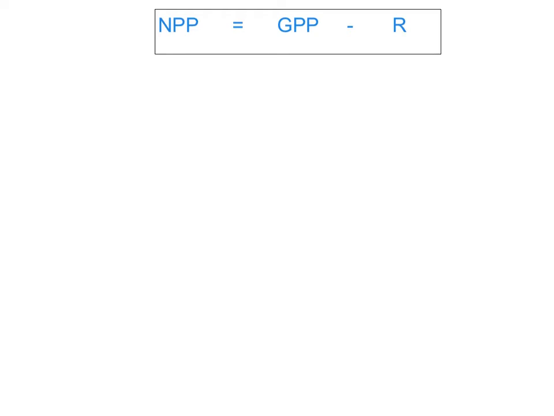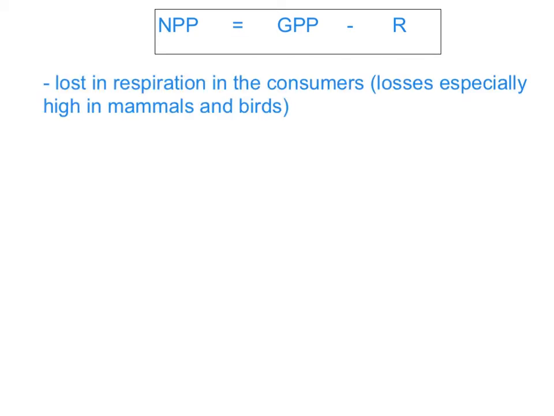As again you will remember from your work at GCSE, the transfer of this up through the food chain is also in itself really inefficient. There are lots of reasons for that. You will have talked about them at GCSE, but I will just recap. Some of that NPP is lost in respiration in an organism, especially in your homeotherms, your mammals and your birds, things which need to keep a regular control of their body temperature, so they will lose a fair bit of NPP through that.